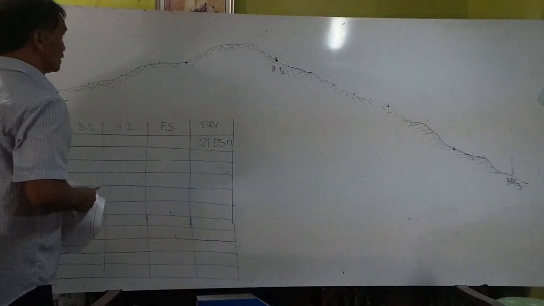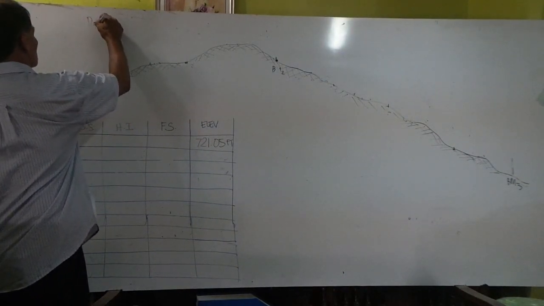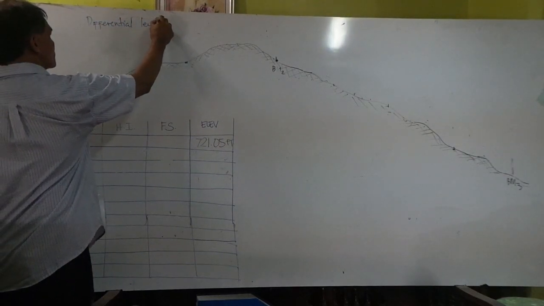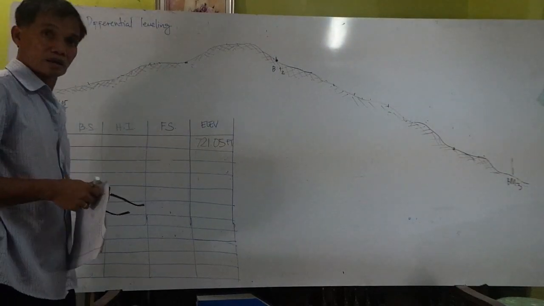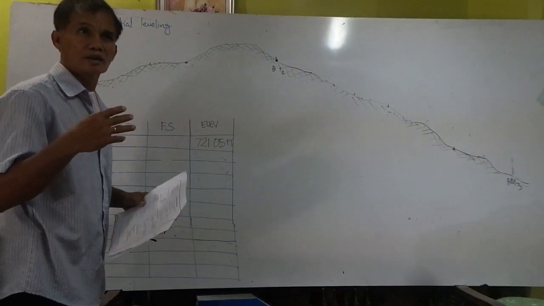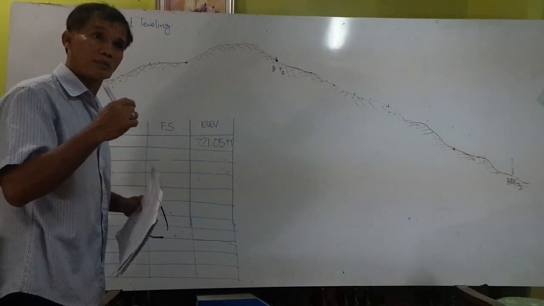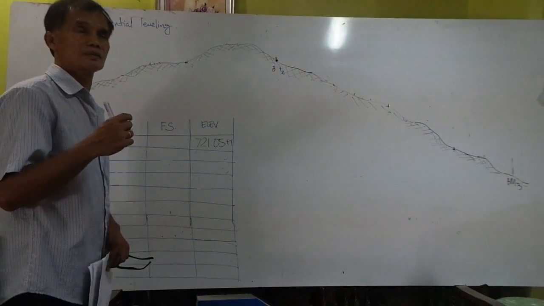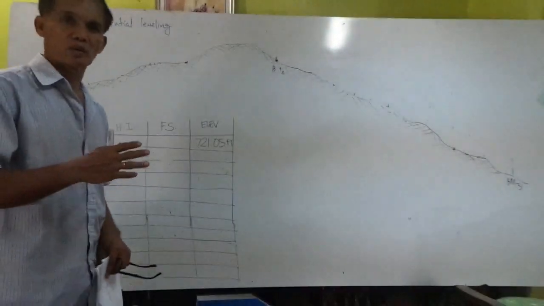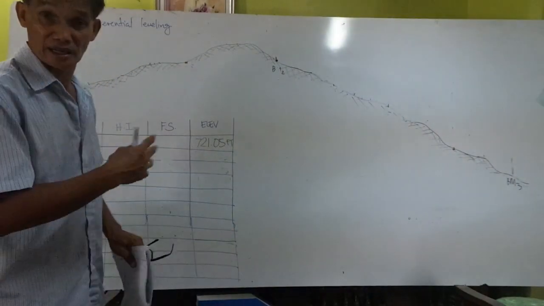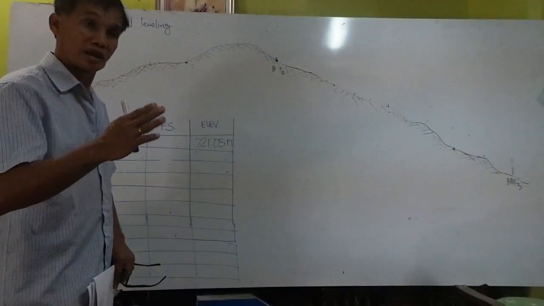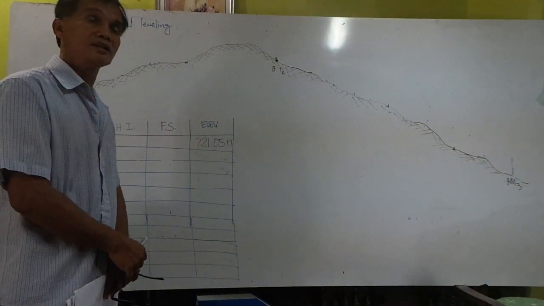So, in differential leveling, we want to know the definition of the backsight, the foresight, and the height of the instrument. As I mentioned in the other topic when I discussed leveling, the backsight is a rod reading.